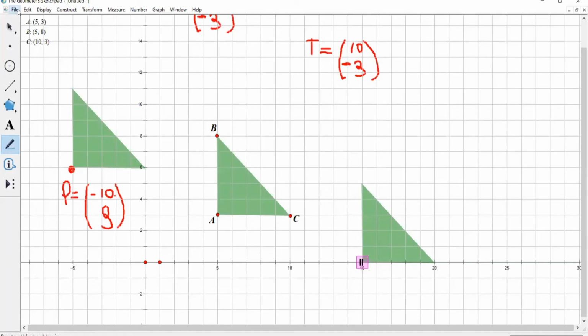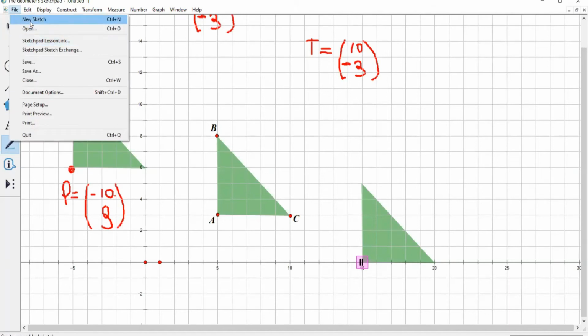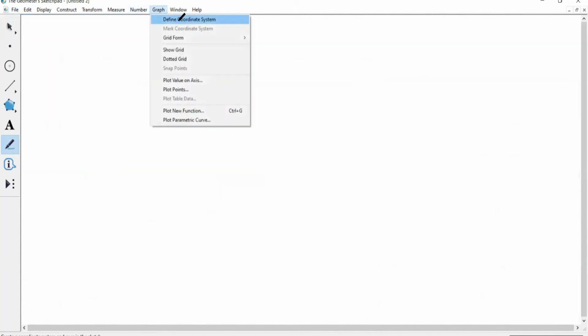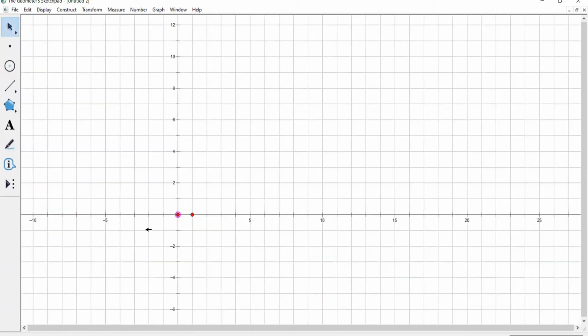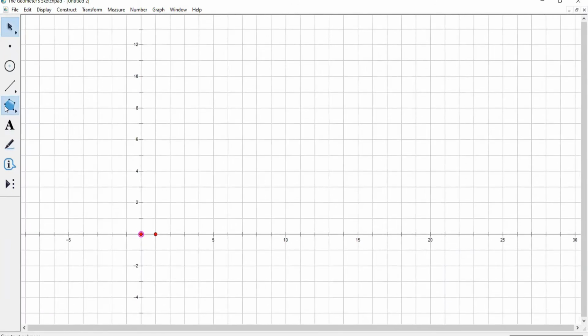So now we're going to go for a new sketch. I'm going to go to graph again. Now we're going to look at enlargement. Now, what does enlargement mean? Probably make bigger or smaller, don't it? Now, let's say I construct a triangle again. This is my triangle that I'm constructing.